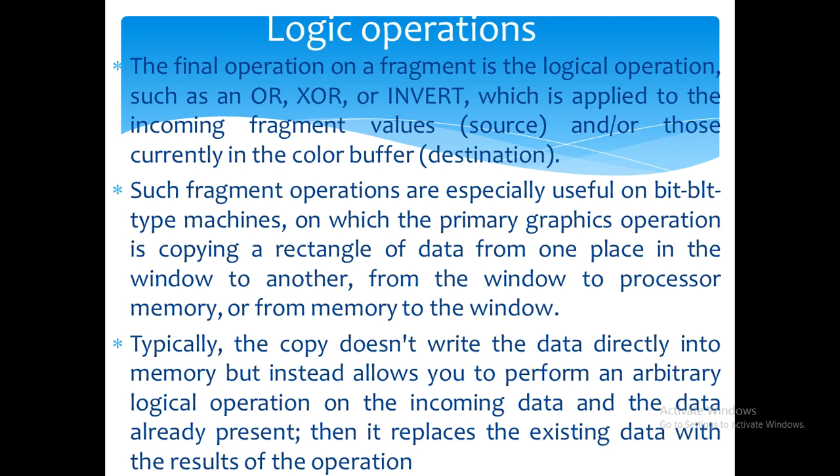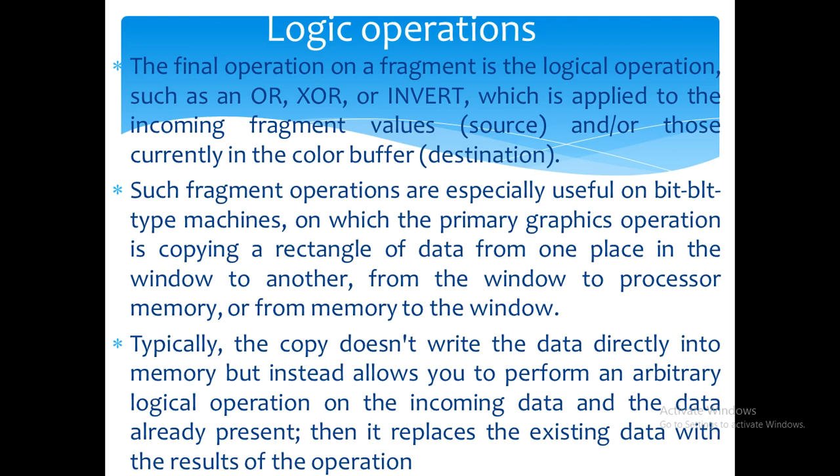when you are going to display it in a monitor, right? Means source input, source color, destination color, you apply the logical operations, whatever result you get, normally that color object you will see on that pixel. It goes pixel by pixel, right? Then such fragment operations are especially useful in bit-plane type machines, means in OpenGL, in computer graphics bit-plane machines it is applicable, on which the primary graphics operation is copy, means by default it copies whatever source value is there, right? Whatever source is coming, that source is copied normally.